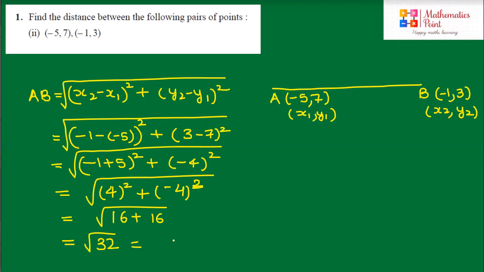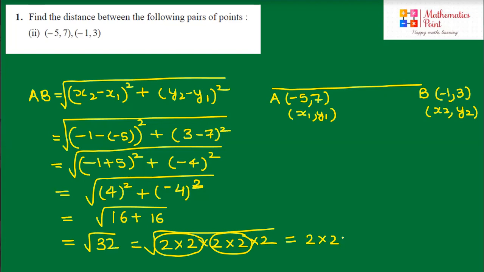Let us make the prime factors. 2 multiply 2 multiply 2 multiply 2 multiply 2. What do you happen to see? Here, two pairs of 2 are complete. So they will come out of the square root. So that will become 4 square root of 2 units. So hope you understand this question also.